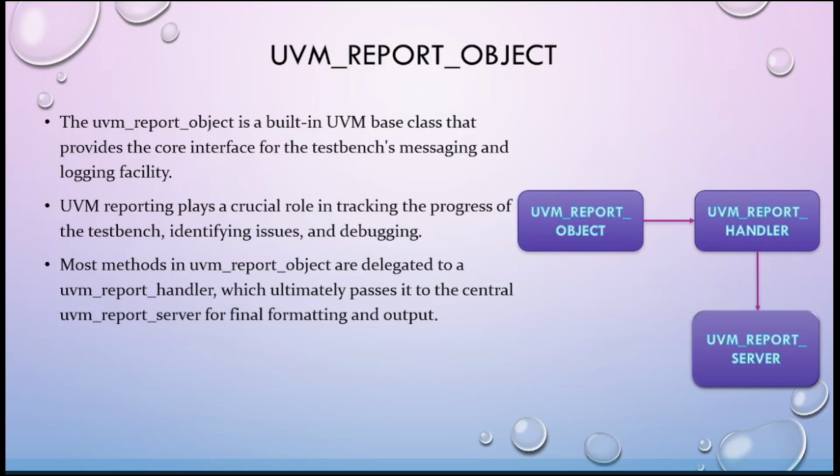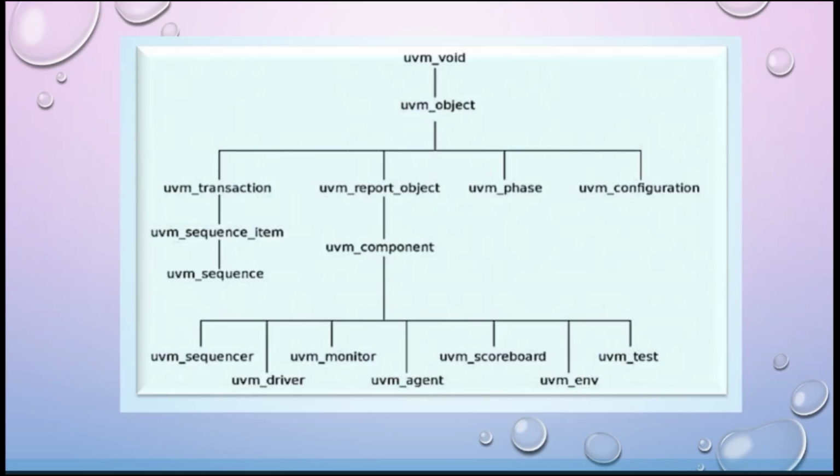Now coming to UVM report object. You all know that UVM report object is derived from UVM object, and UVM object is again derived from UVM void. If you didn't see about UVM void and UVM object, I'll link that video in the description box. You first go check that video and then come to this particular UVM report object. So from this you can see that UVM report object is derived from UVM object, and it acts as a base class for UVM component, right?